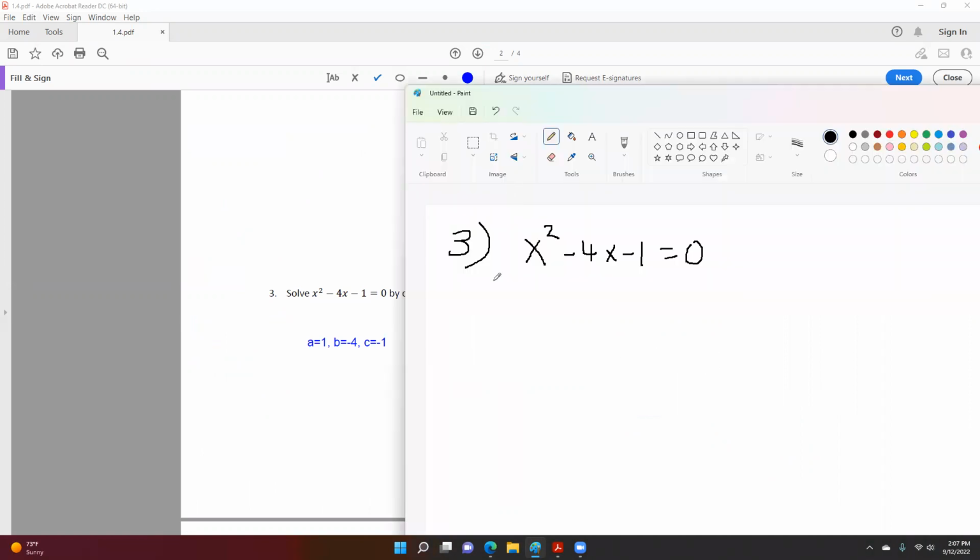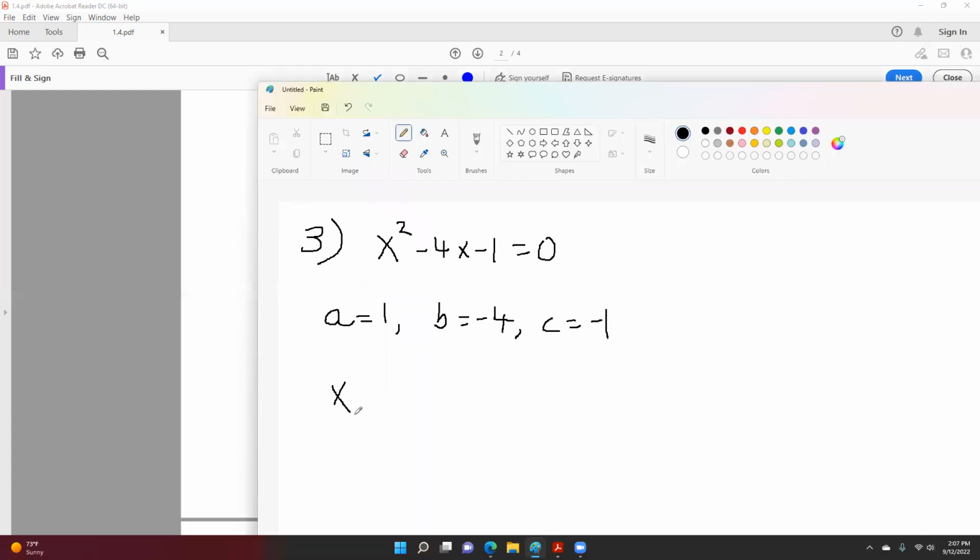Okay. So that means your A in this case will be 1. Your B in this case will be -4. Your C in this case will be -1. Now here comes the quadratic formula.